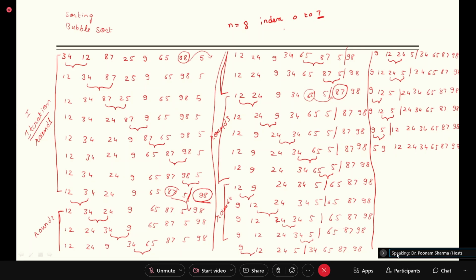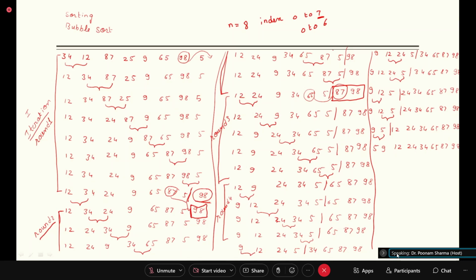In the next iteration, round 2, you remove this element from the iteration. Now your for loop will run from 0 to 6 instead of 7, so automatically the last element, 98, is frozen. The same thing is repeated after round 2: you freeze the last two values.